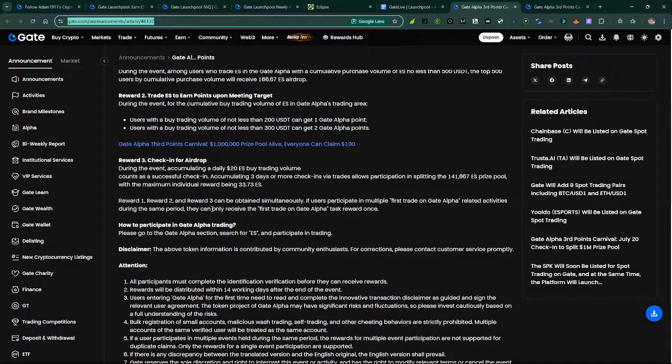And reward 3 is like check-in for airdrop. So during the event, accumulating a daily $20 ES buy trading volume counts as a successful check-in. Accumulating 3 days or more check-ins via trades allows participation in splitting the 141,667 ES prize pool. Okay, so with the maximum individual reward being 33.73 ES.